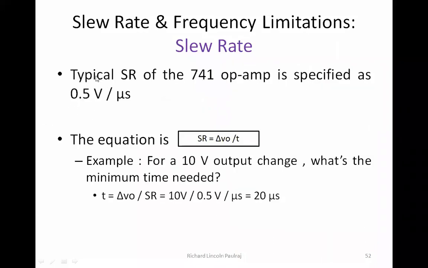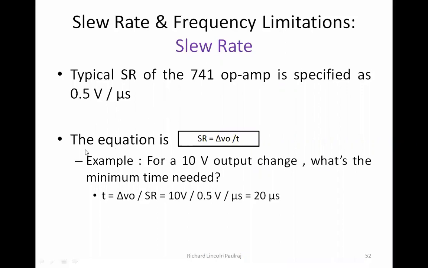If I have to see a change of about 0.5 volts, that is delta V, the minimum time that I should wait is about 1 microsecond. For every 1 microsecond, there is a change of voltage of about 0.5 volts. Is that clear? Yes, sir. Yes, fine.